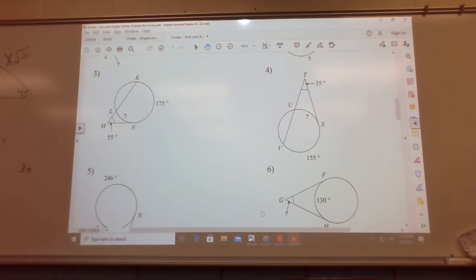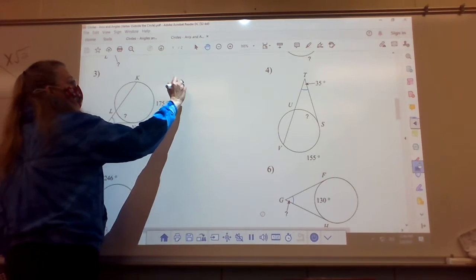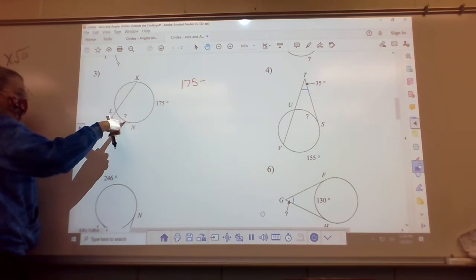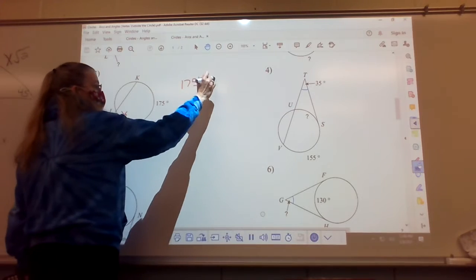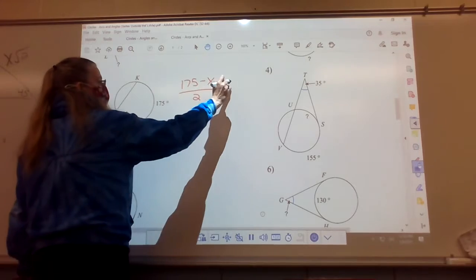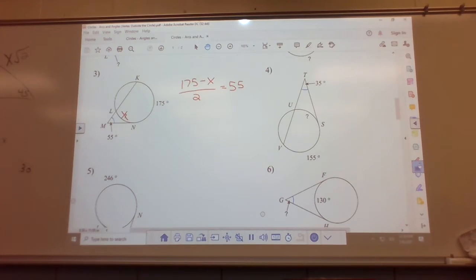Now 3, just be really careful of the signs. Because what's the big arc? 175, this guy here. So 175 minus, I don't know the little arc, so that's the x. Divide by 2 equals angle 55. Now, a lot of times we don't see equations written that way, with a number subtract the x. Normally the x is in front. So that's why I said just be really careful how you set this one up.